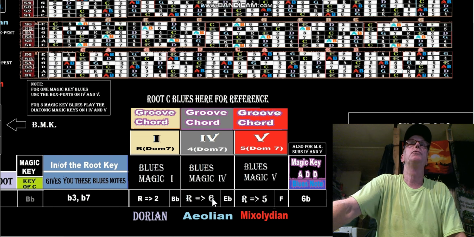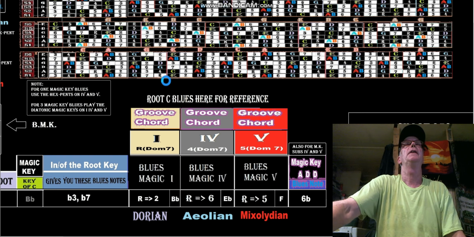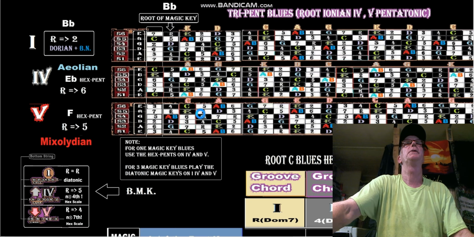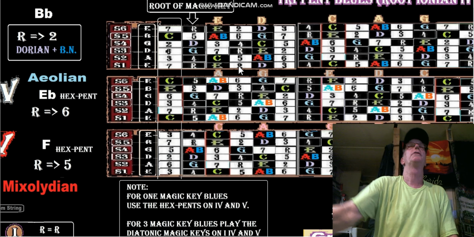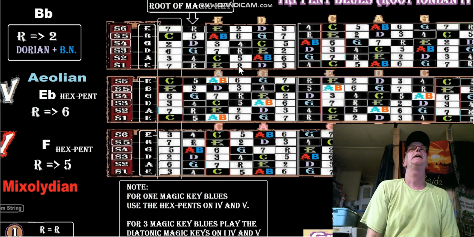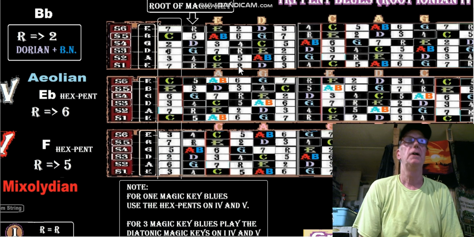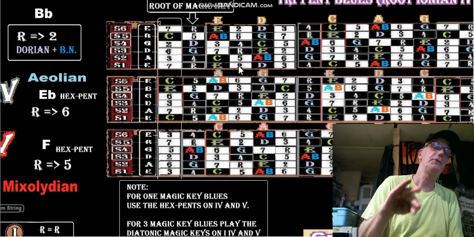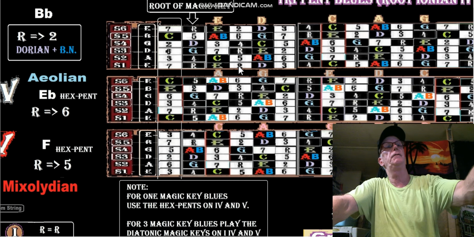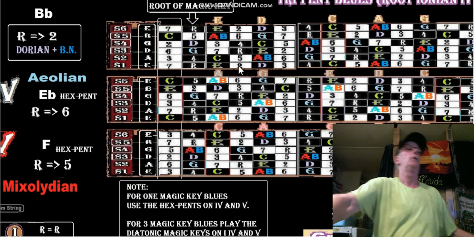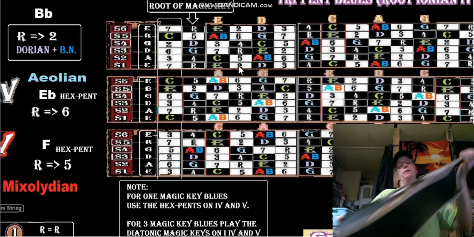Now, why does root go to 6? That is a good question. Up here, let's look. Here's our root. Root is at 2 now in the magic key. When we go to the 4th, it becomes the 6th. But if we're going to substitute in a new root key of F, why do we do this? So that we can substitute shapes.